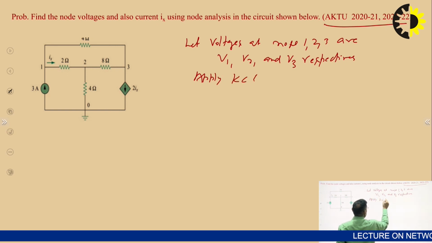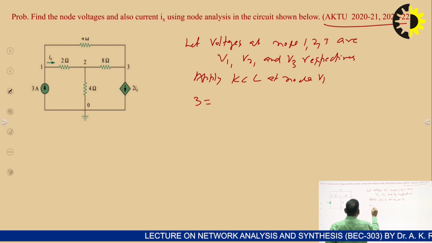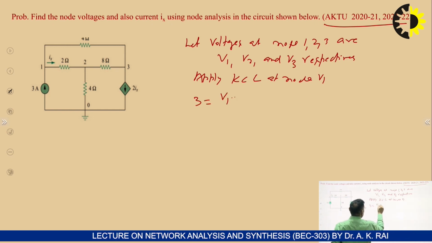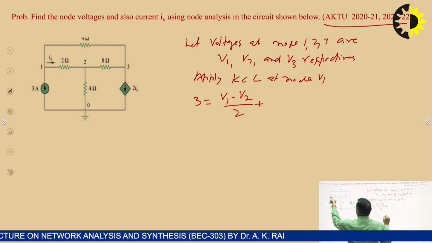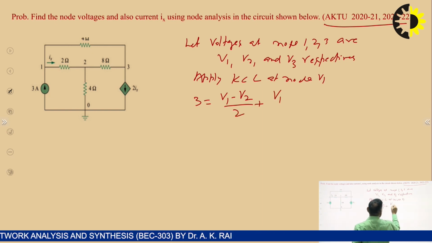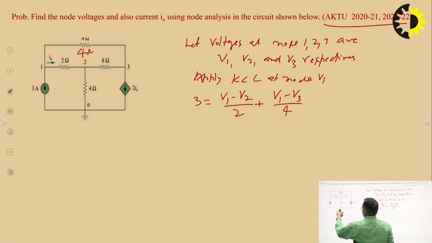Apply KCL at node V1. How many branches are there? 3 ampere current is approaching. So 3 equals V1 minus V2 upon 2 plus V1 minus V3 upon 4. This is 4 ohm, this is 4 ohm. So this is one equation.